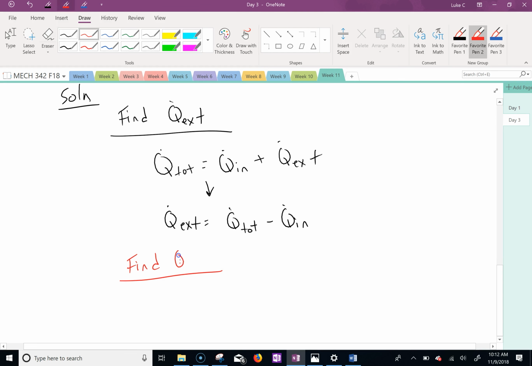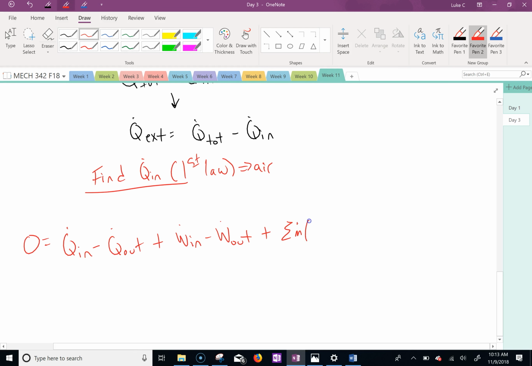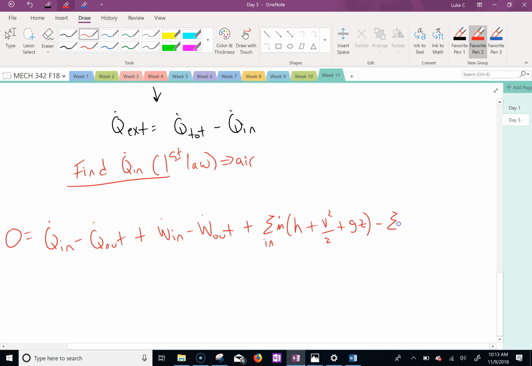So let's just write the first law. We have 0 equals Q dot in minus Q dot out plus W dot in minus W dot out plus the summation of m dot in times (h plus V squared over 2 plus gz) minus out m dot (h plus V squared over 2 plus gz). This is the first law on the air.